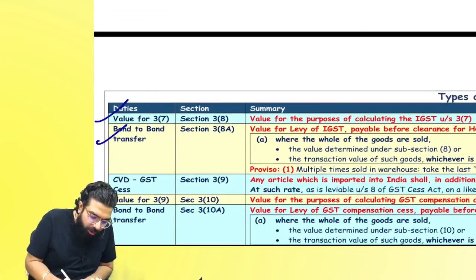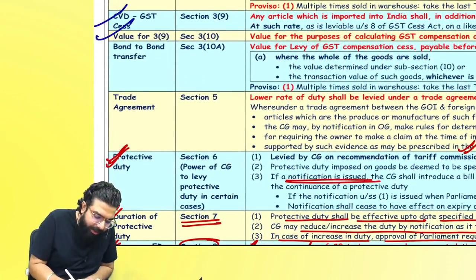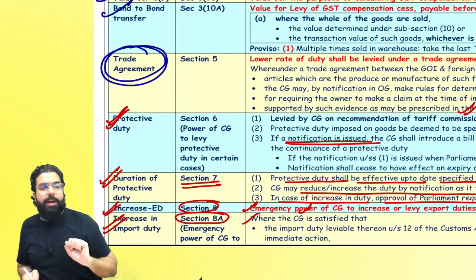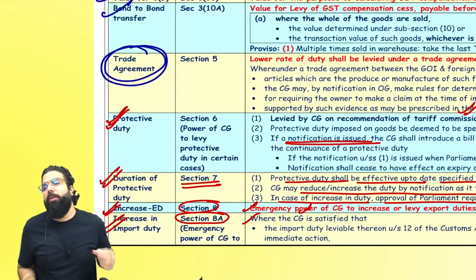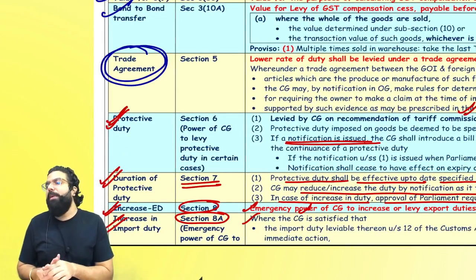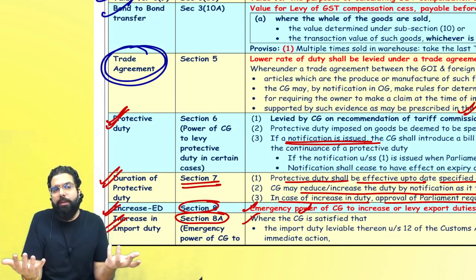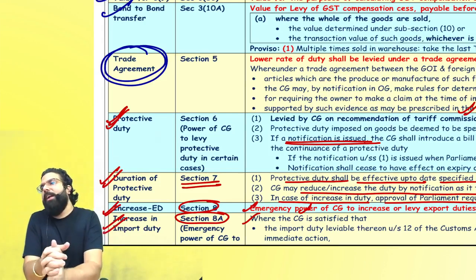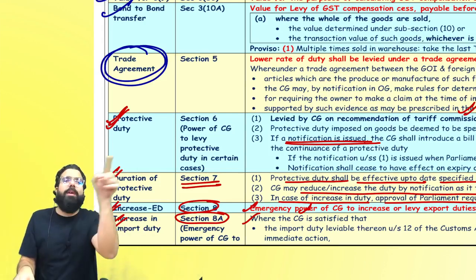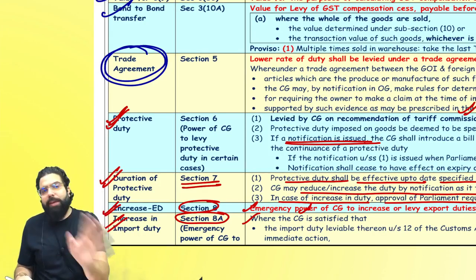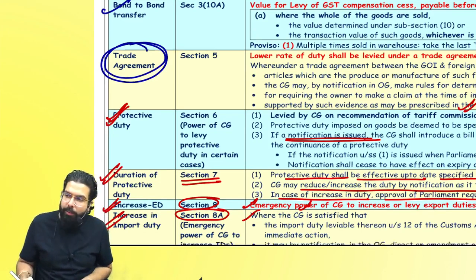The same thing has been told in 37, 38, 39, 310 and 310A. Then we have trade agreement over here. In trade agreement, what is being told, everyone? Whenever the Indian government and any other country's government have a trade agreement and there is some rate which has been specified, then the rate as decided in the trade agreement will prevail over the Custom Tariff Act first schedule rate. That will not prevail. What is told in the trade agreement will prevail.